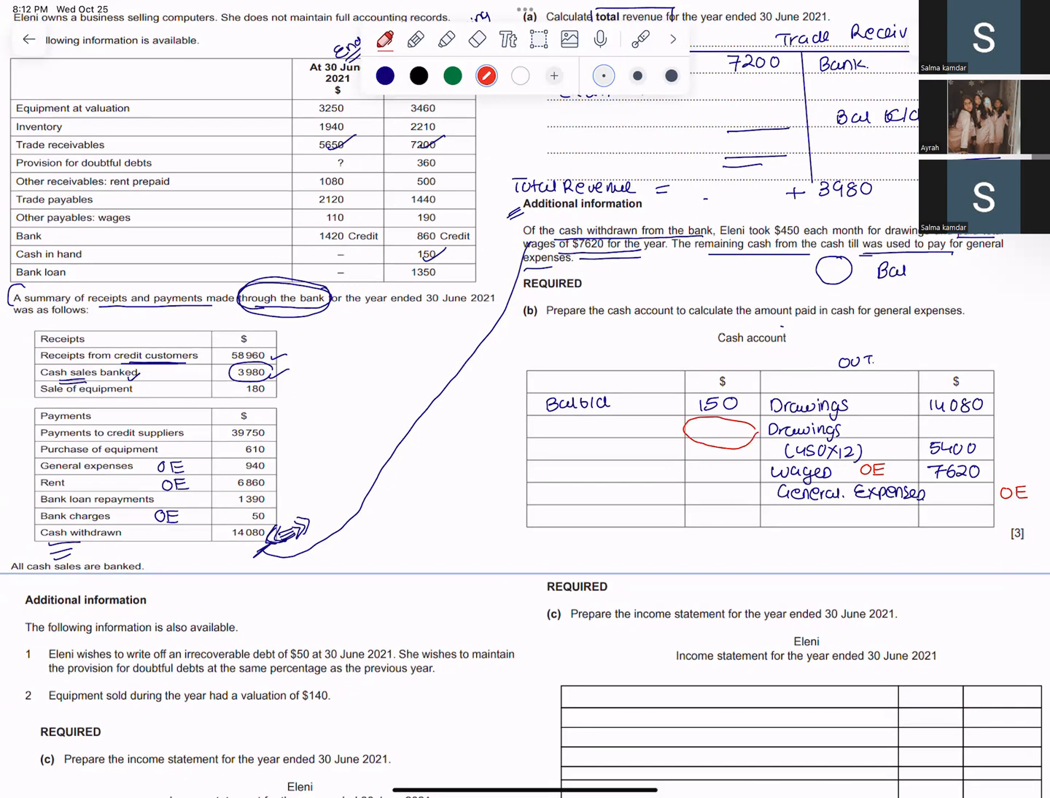Okay. So there is this cash withdrawn of 14,080. This is withdrawn from the bank, so it is going out from the bank. That means cash is coming in. Oh, cash withdrawn. Okay, got it. This is not over here, 14,080. That means this was a contra entry. So this has come from the bank, 14,080. So now I can close the cash account.